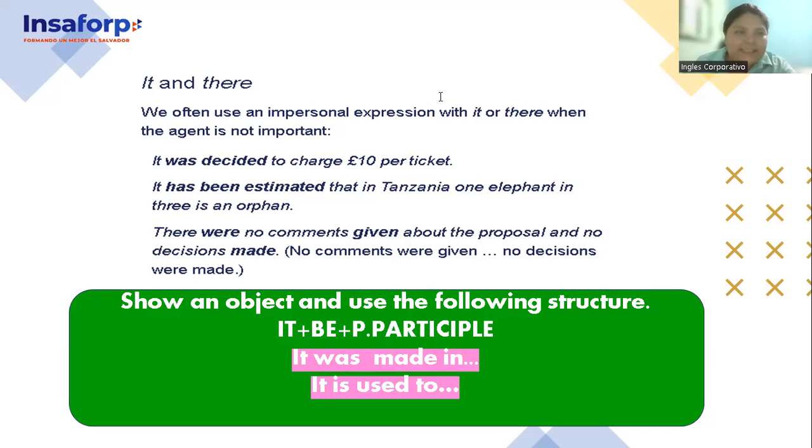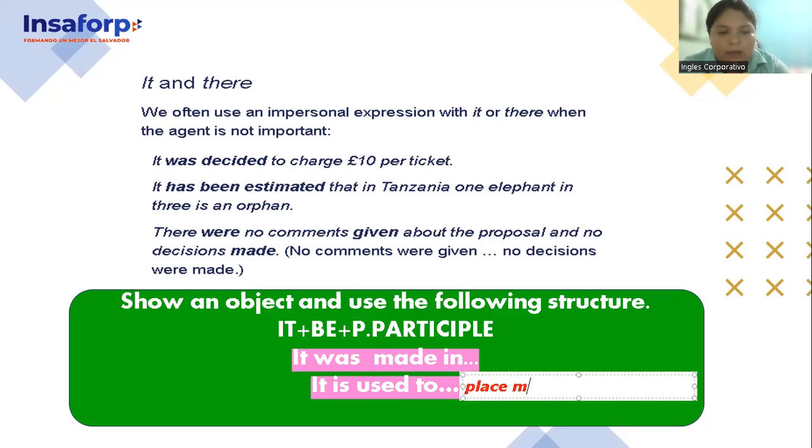Hi, Wendy. Hi, teacher. Could you give us an example, please? The table was made in El Salvador. My computer is used for me at night. Oh, okay. It is used to? Okay, for example, to place my stuff, to place my computer and work. So it's used to place my computer and work, or it's used to work, okay? Okay, excellent, Wendy.